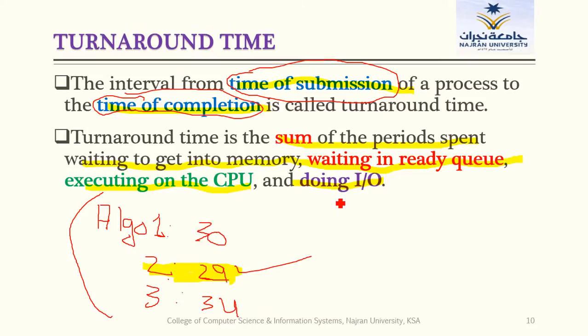Then the third criterion is turnaround time. This is the measurement of time from submission of the process until the process is completed. Here I gave one example: algorithm 1 takes 10 seconds to complete, algorithm 2 takes 29 seconds to complete the same process, and algorithm 3 takes 34 seconds to complete the process. So which algorithm will be best? Algorithm 1 will be the best in this case. So this is a criterion that we have to keep in mind whenever we are selecting a scheduling algorithm.